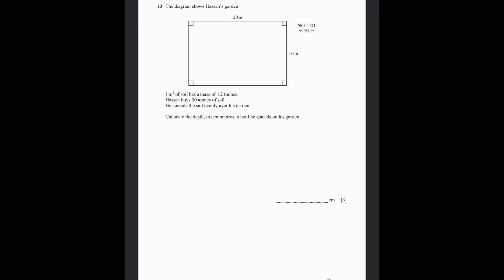Question 23. The diagram shows Hassan's garden. 1 meter cube of soil has a mass of 1.2 tons. Hassan buys 30 tons of soil. He spreads the soil evenly over his garden. Calculate the depth in centimeters of soil he spreads on his garden. 30 tons of soil is 30 divided by 1.2. That's equal to 25 meters cubed of soil.